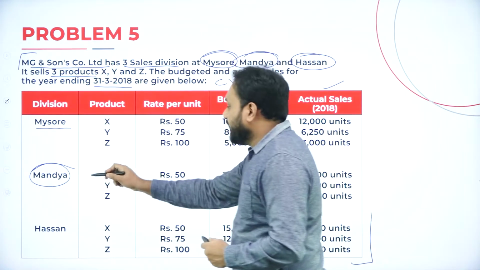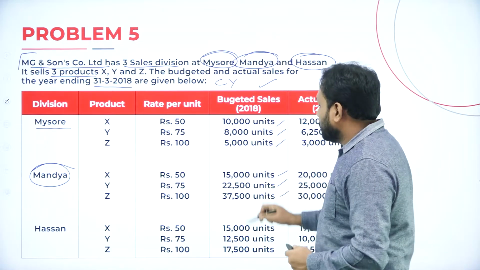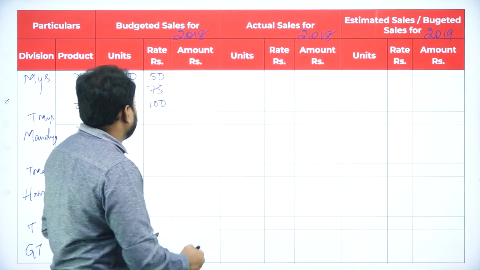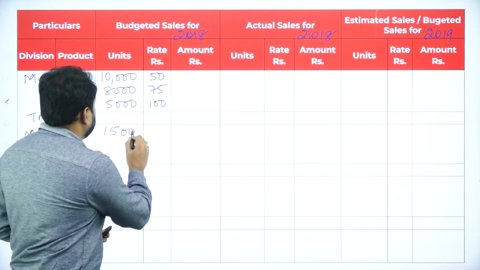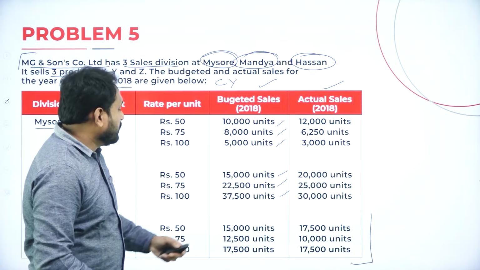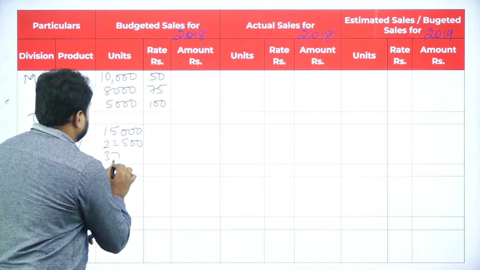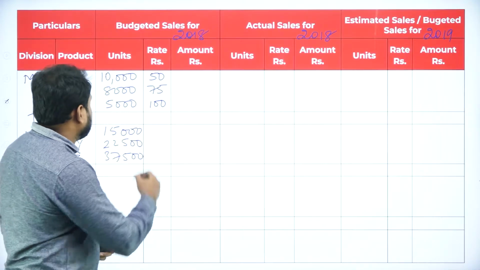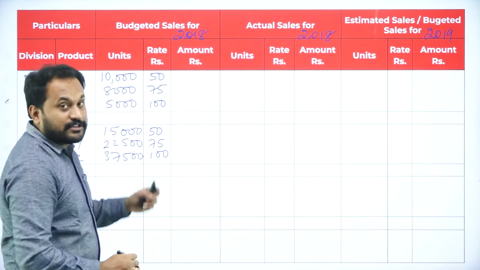We are supposed to take Mandya. Again, the 50, 75, 100 rate remains the same here. 15,000, 22,500, 37,500. So we'll write here 15,000. That is again here 15,000 is the entry. Then 22,500, and 37,500. Just check there, 37,500 units. So what exactly is the rate? Same, 50, 75, 100. So this is how you will write it.